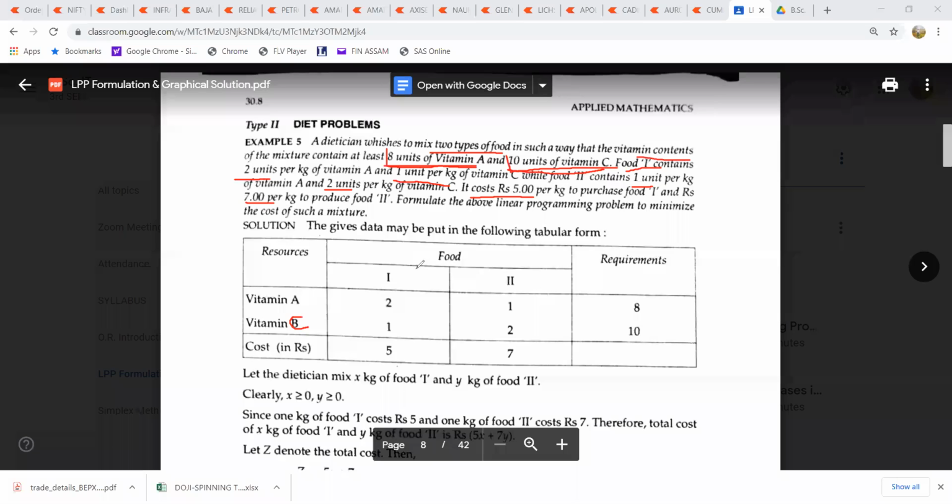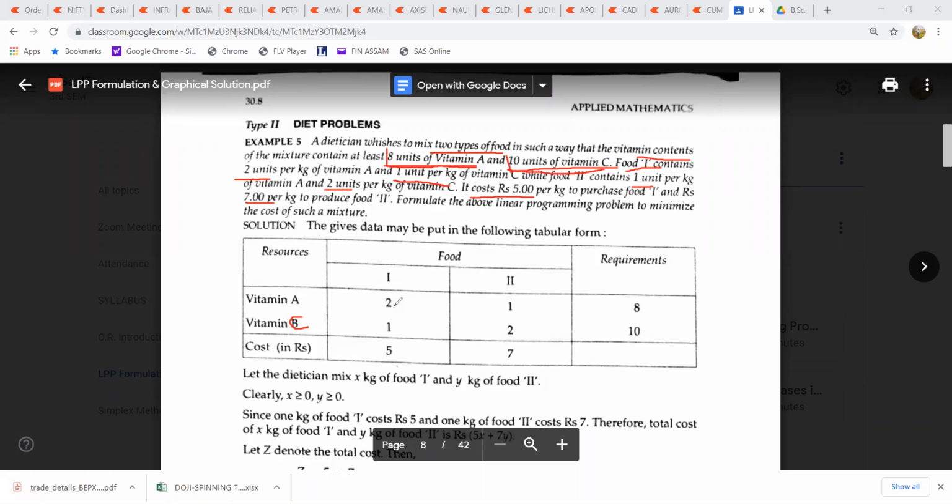Let us consider the dietitian bought x kg of food 1 and y kg of food 2. So the total cost will be 5x plus 7y.